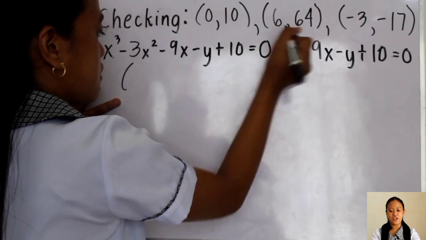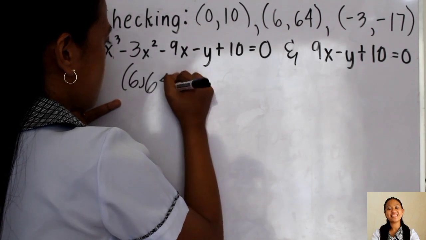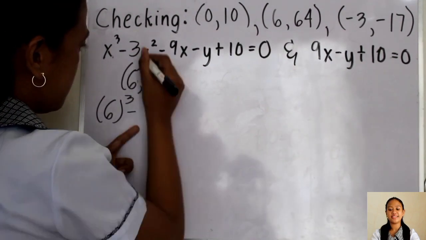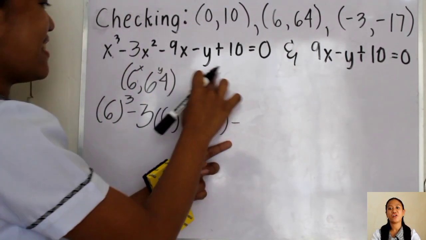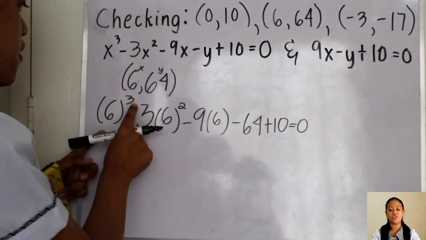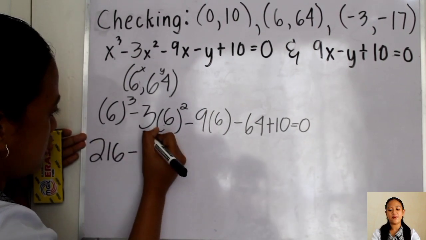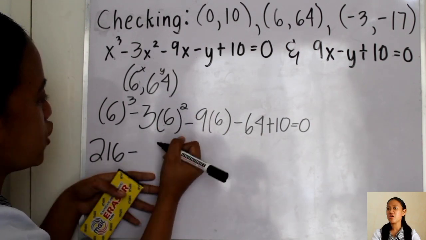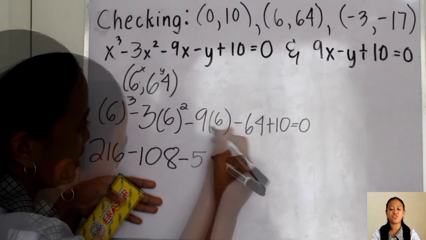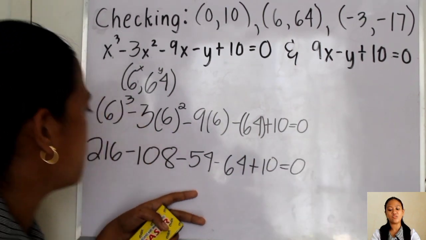The second solution set is 6 and 64. So we're going to replace every x with 6 and we're going to replace our y's with 64. We're going to replace x with 6 and then our y is 64, so the y gets replaced with 64, and then copy plus 10 is equal to 0. 6 to the power of 3 is equal to 216. Copy the sign. 3 times 6 to the power of 2 is equal to 108. 9 times 6 is 54, so it's going to be negative 54. Copy the sign and copy the 64, plus 10 is equal to 0.